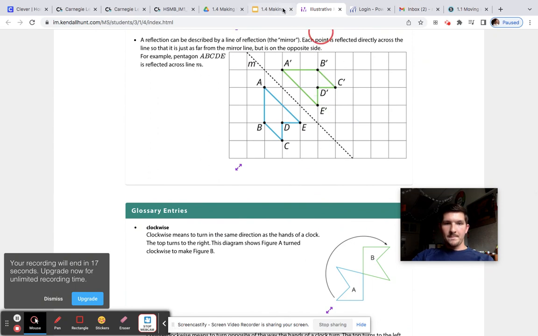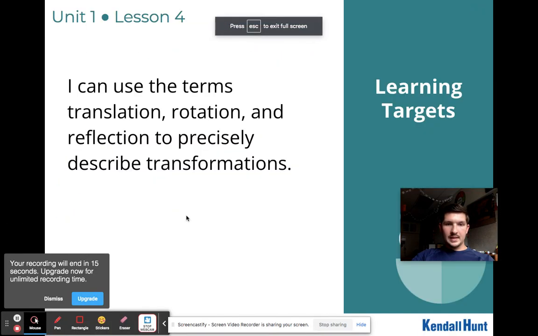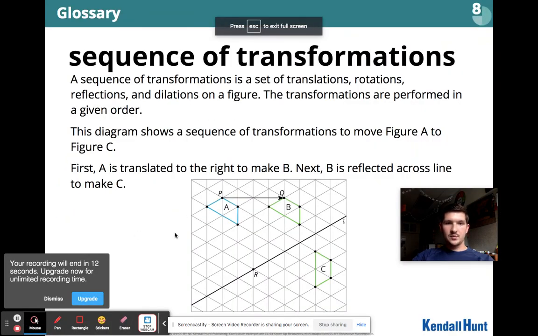All right. The only other word I need you all to take away from today is sequence of transformations. Sequence of transformations is just that word when we're doing multiple transformations. Okay, so pause the video and go ahead and start your activity. If you have questions, please let me know.